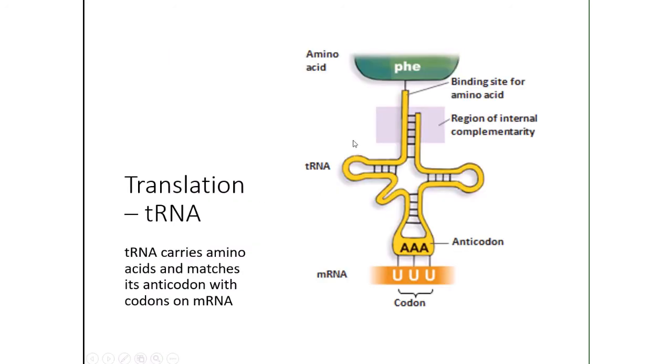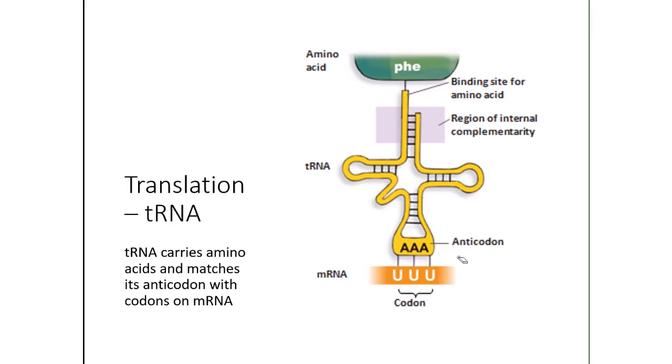So let's take a closer look at the tRNA. The tRNA looks something like this. It's kind of like a clover leaf, if you would, and it's a single-stranded RNA that loops back on itself. At the bottom of the tRNA is something called the anticodon. Okay, anticodon. The anticodon is going to be complementary to the codon that is found on the mRNA.